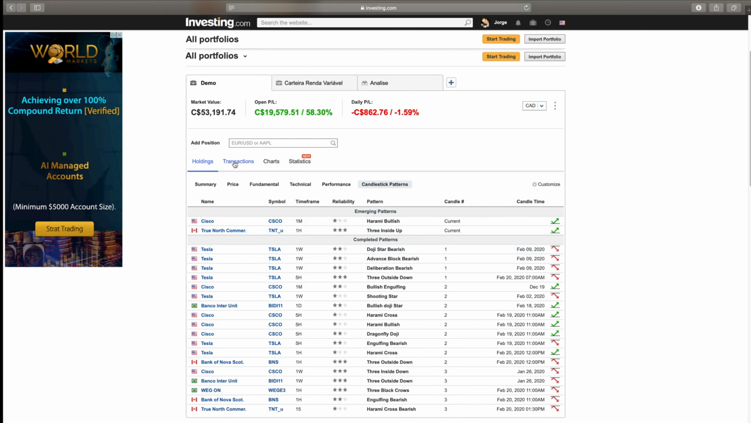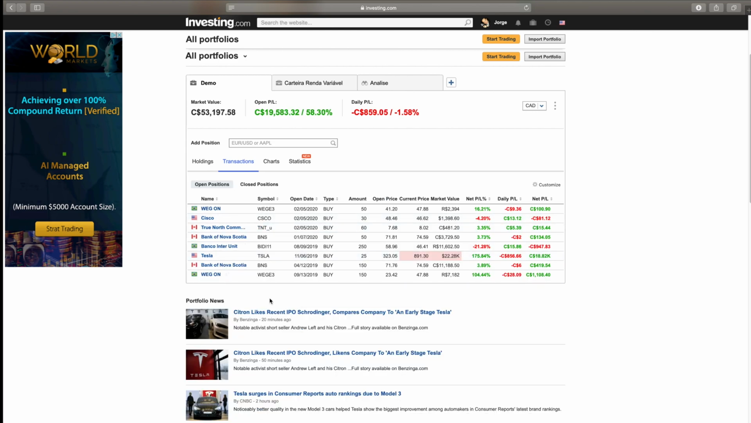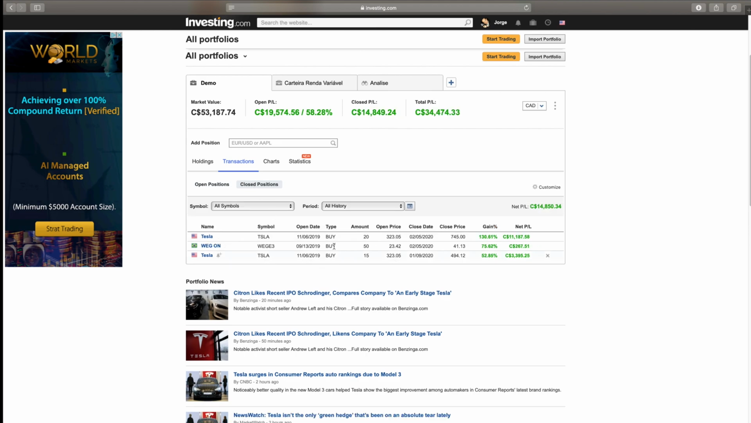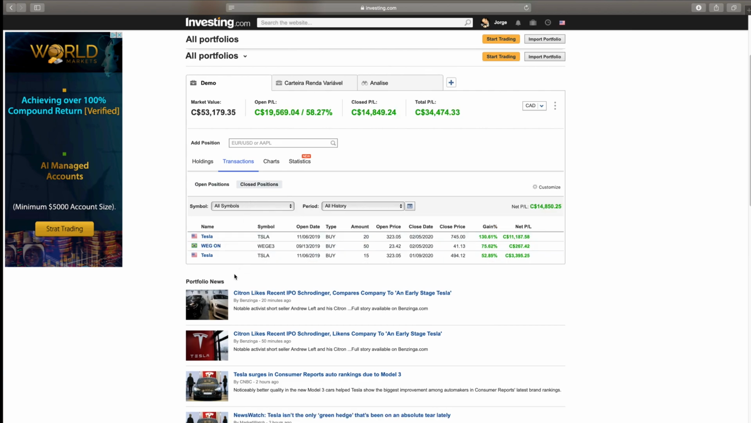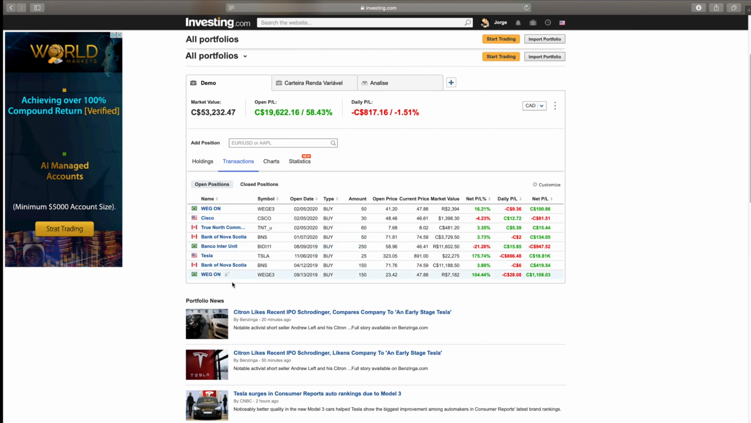Let's go to the next menu. Next menu is going to be transactions. When you go to transactions, you can see all the transactions that you did. Everything that I bought is going to be here under open position, of course, because I have only long positions. If I come to close, I'm going to see that I closed 3 of my positions already, maybe partially closed. If you see here, I still have those shares, WEG and Tesla. So if I come back here, you can see Tesla here, WEG here. So it was a partial close.